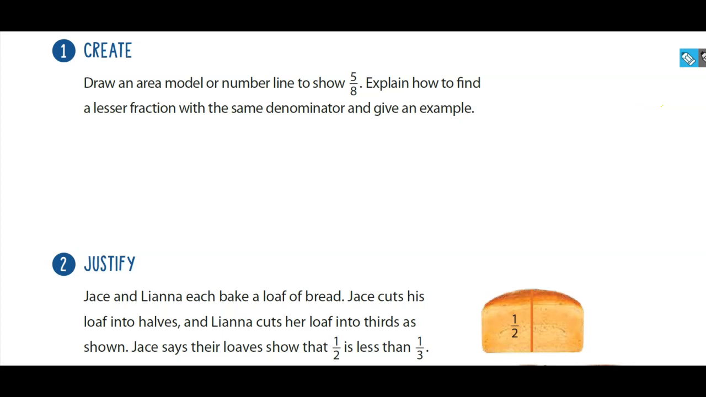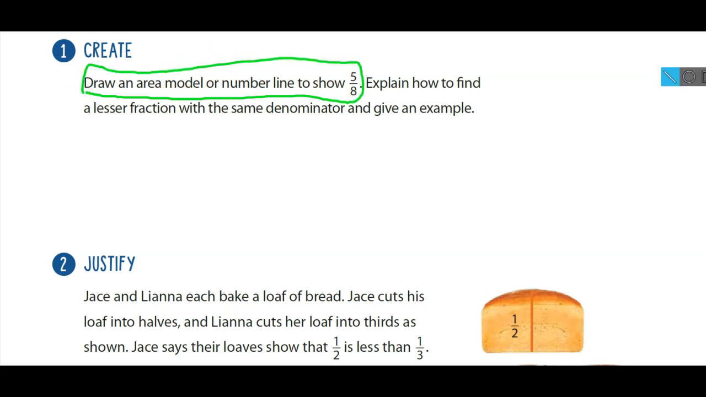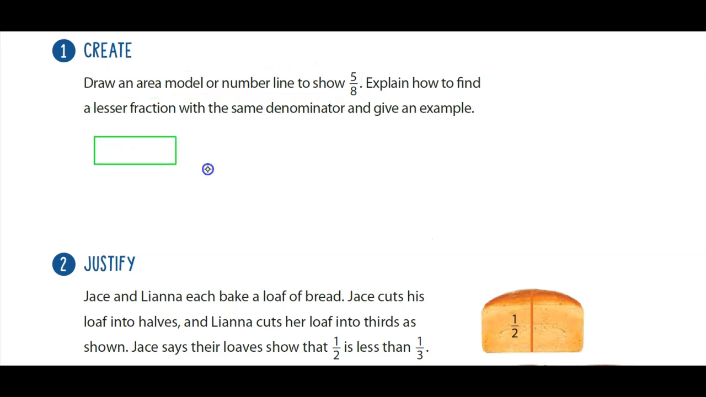First it says draw an area model or number line to show 5/8. Okay, an area model, I can do this. And divide it into how many sections? Eight of them. And I need to shade in how many? Five. I can do that. Or it says I can do a what? Or a circle too, like a pie. But what else could I use? Rectangle. What else could I use? A number line.